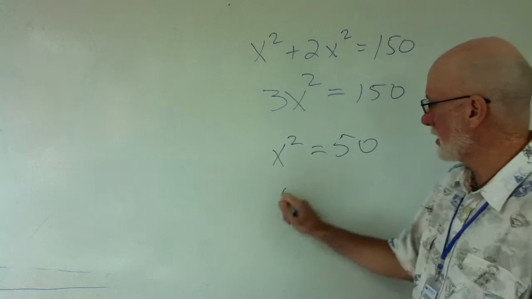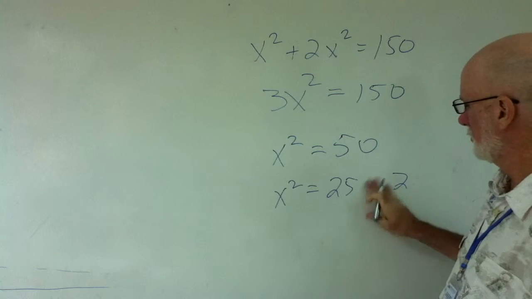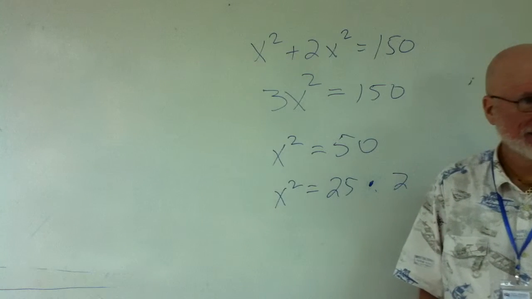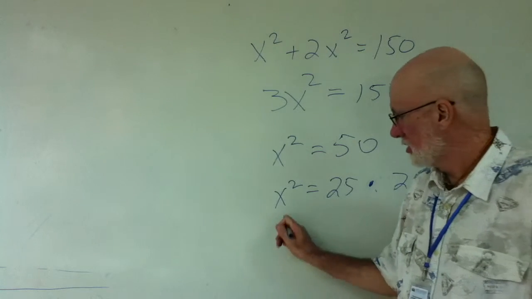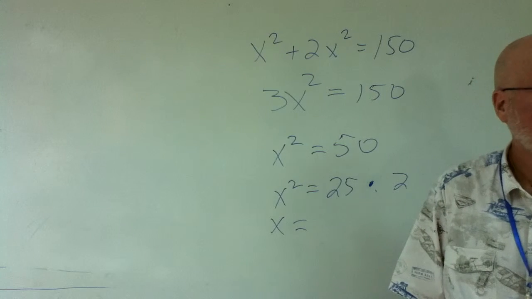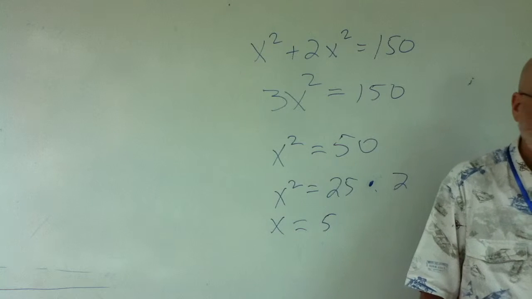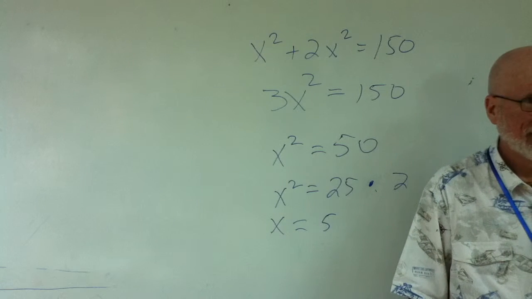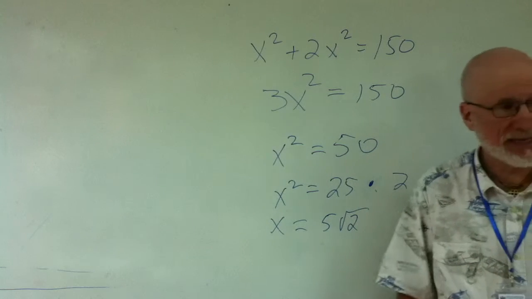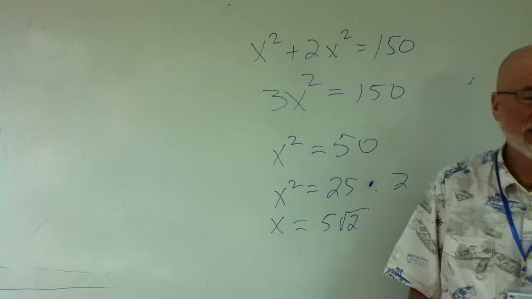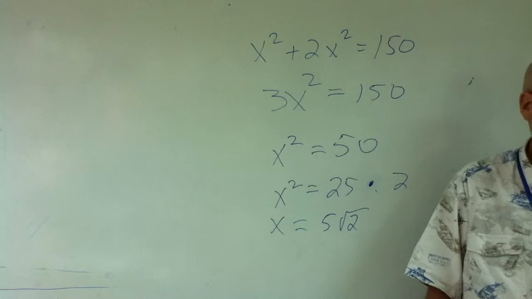So can I say that this is going to be x squared equals 25 times 2? Can I say that? Right? Yes. So x equals what? 5 square root of 2. Excellent. Absolutely superior. The way you would say it, if you really want to sound really cool, you know, you're walking down the street, you say 5 root 2.